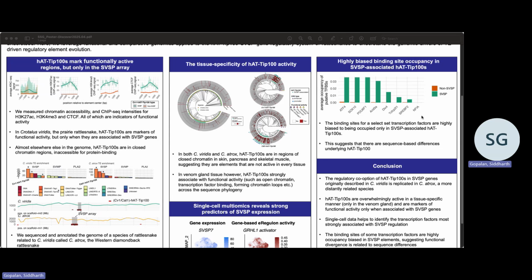So again, this is suggesting that these particular binding sites are way more likely to be occupied by transcription factors in the SVSP binding sites. And so this suggests that sequence-based differences are also playing some sort of role in functional divergence.